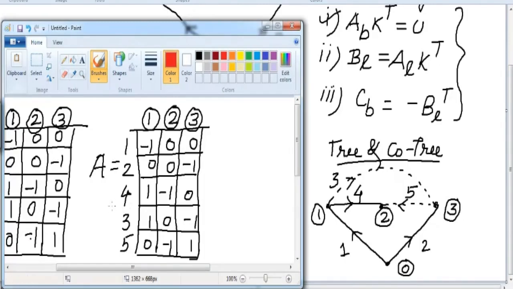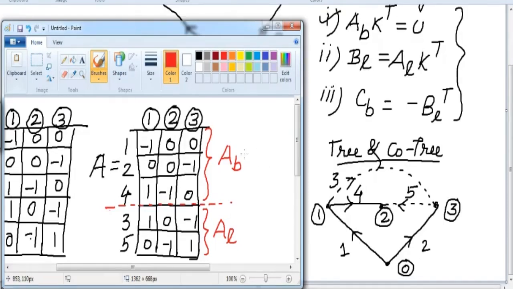So you all know which is the branch part. Branch part is up till here, and the lower portion is of link, right? So this portion of the matrix will be called as A suffix B, and this portion of the matrix will be A suffix L. Is that clear, everyone?